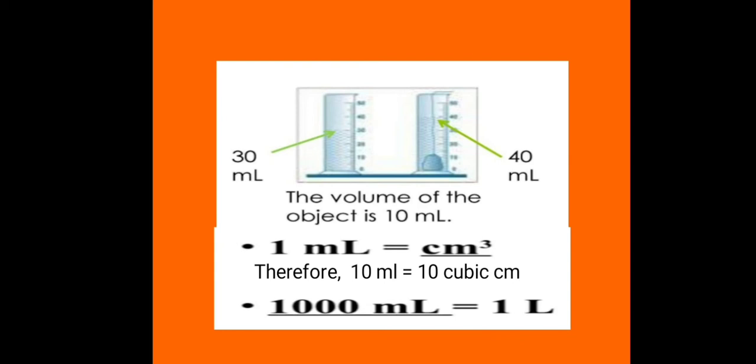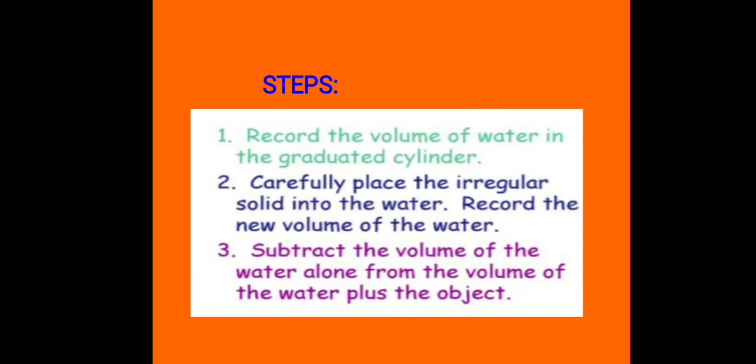First, you mark the initial volume of the water. Here it is marked as 30 ml. After immersion of the irregular object, note the final level of the water, that is 40 ml. Now calculate the volume of the object. So 40 minus 30 is equal to 10 ml. 1 milliliter is equal to 1 cubic centimeter. Therefore, 10 ml is equal to 10 cubic centimeter.